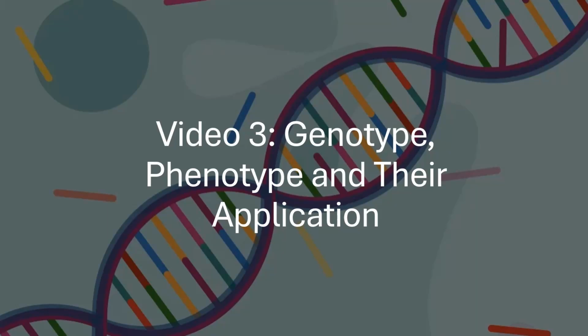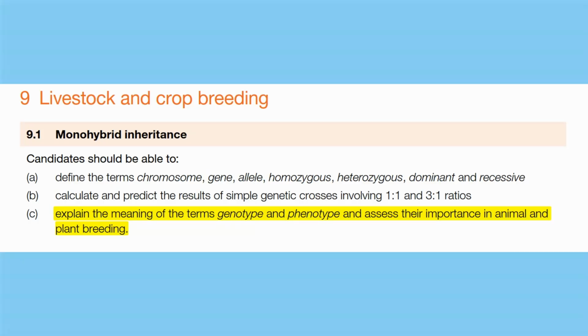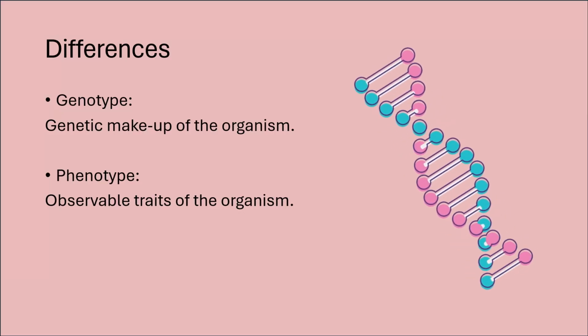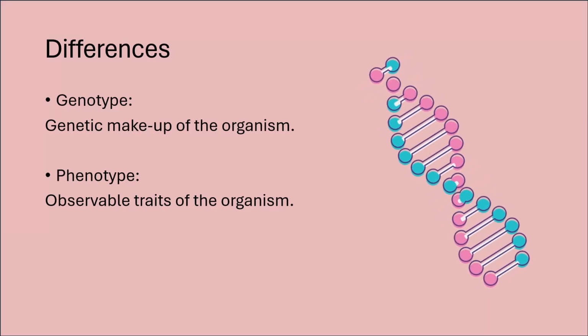So this is the last video about genotype, phenotype, and their application. The learning outcome is that you have to explain the meaning of the terms genotype and phenotype and assess their importance in animal and plant breeding. Even before that, we have to say what makes genotype and phenotype different.